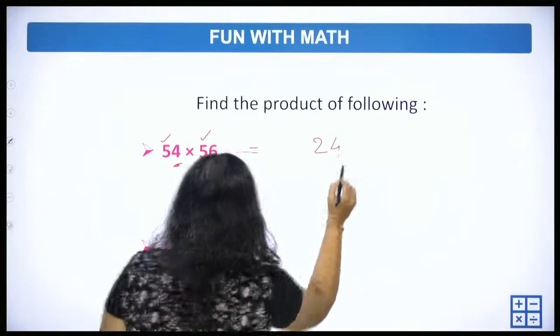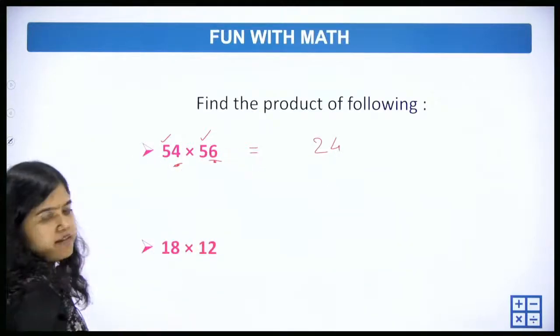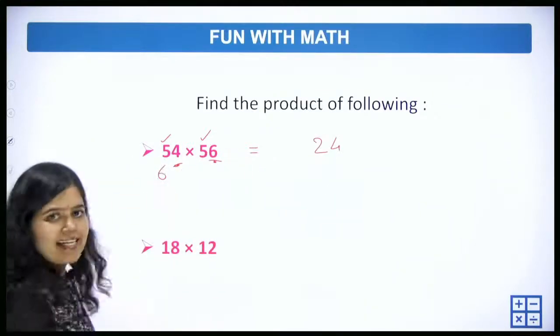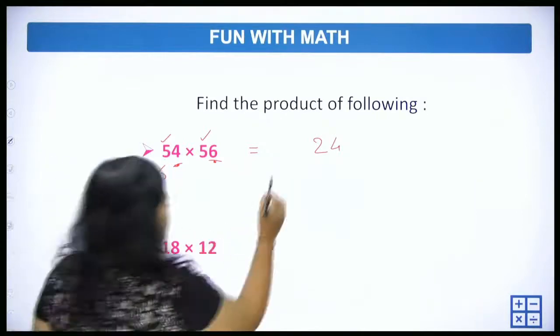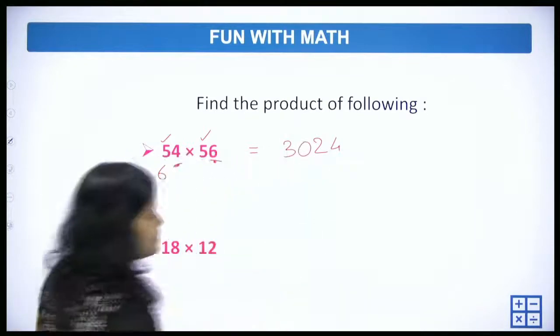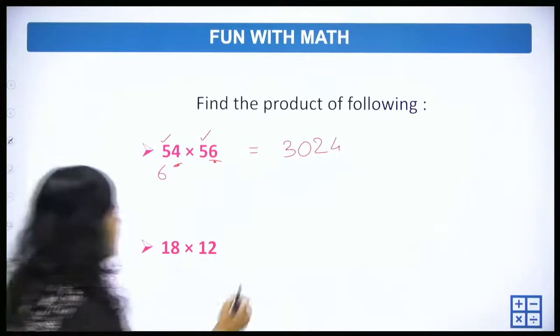So 24, and we have 5 into 5, so we'll make it 6. 6 into 5 is 30. So 3024 is the product. Next question.